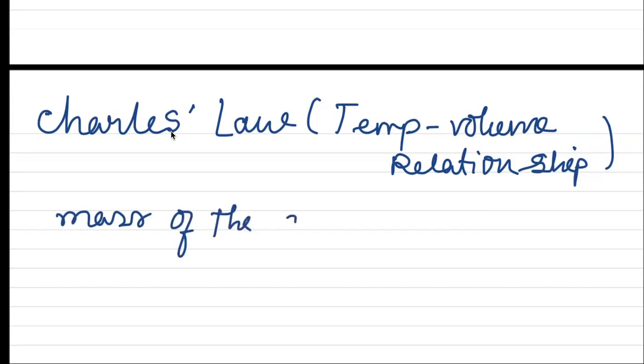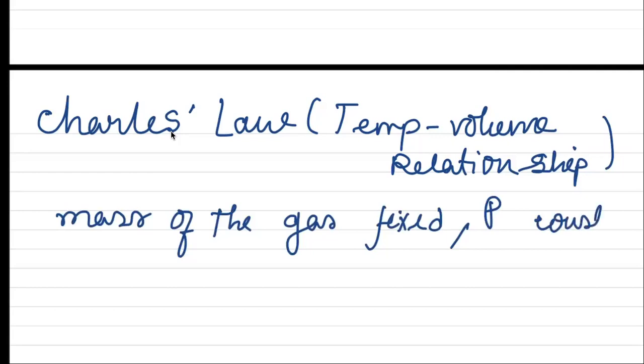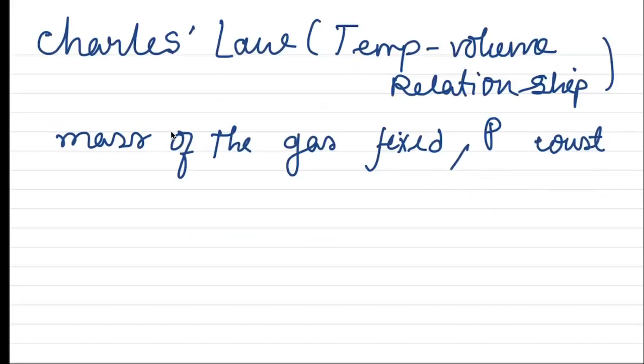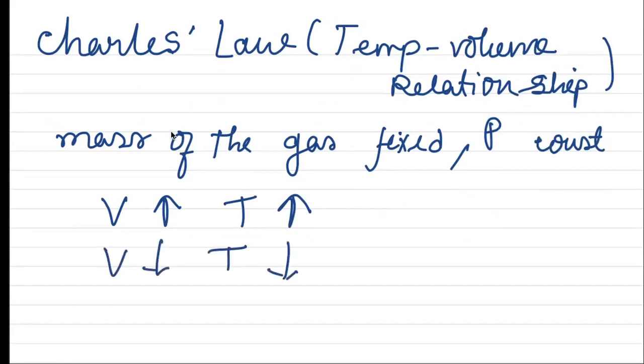that means the mass of the gas is fixed. Okay, pressure P is also constant. It was found that the volume of gas V increases with an increase in temperature T. That means if temperature increases, the volume of the gas also increases. If temperature decreases, the volume of the gas also decreases.